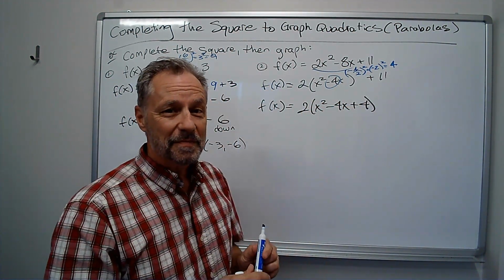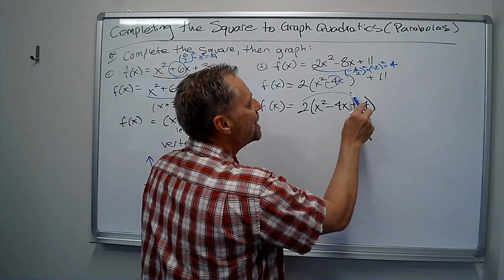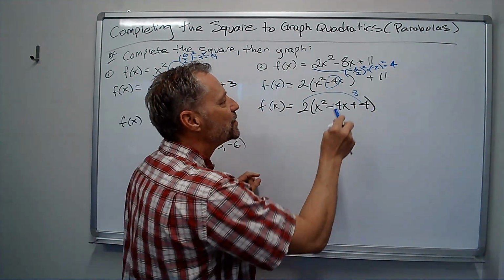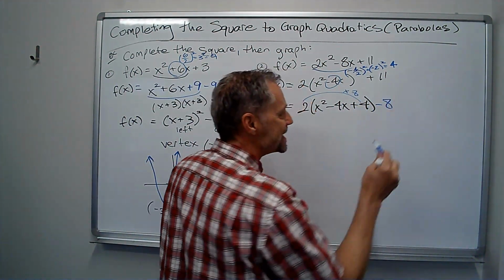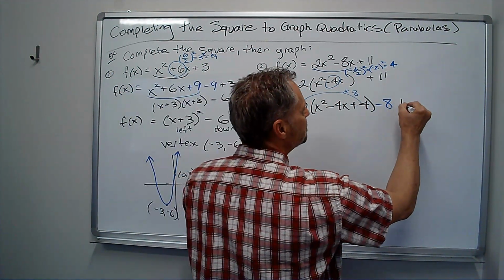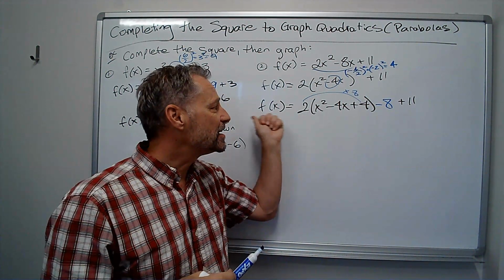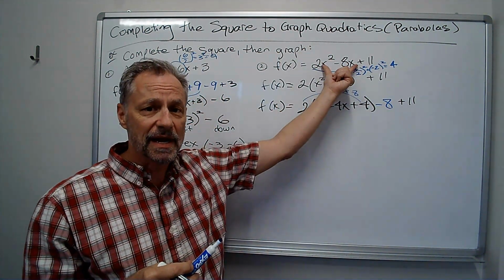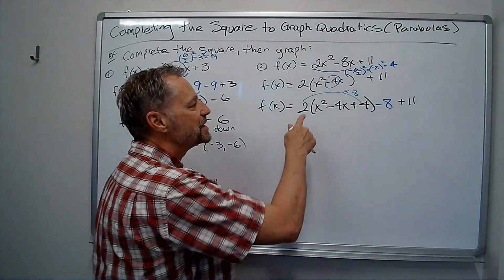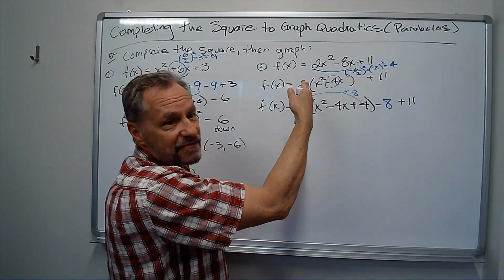But here's the problem. I didn't really just add 4. What I really added was 2 times 4. That's an 8. So I really added 8. So to counteract that, I have to subtract 8. And then I still have this plus 11 out here. So it's kind of tricky when you have this number here. If I multiplied all this out, I'd see that it's going to simplify to that when I combine my terms. But it's 2 times 4, so it's plus 8. So I have to minus 8 to get rid of that, essentially.